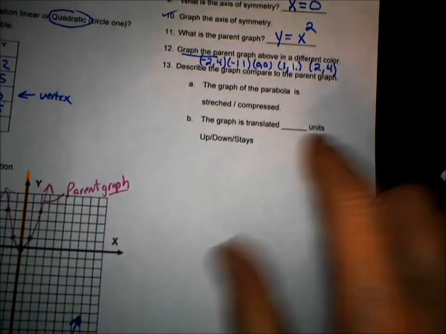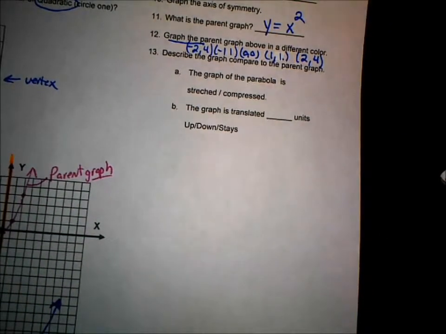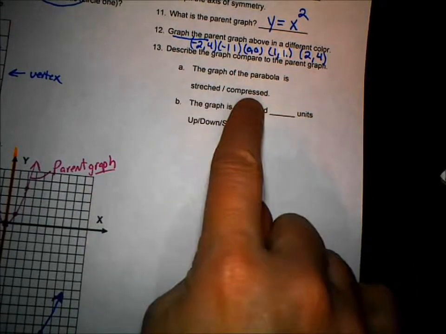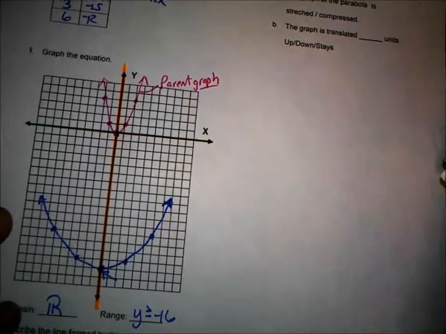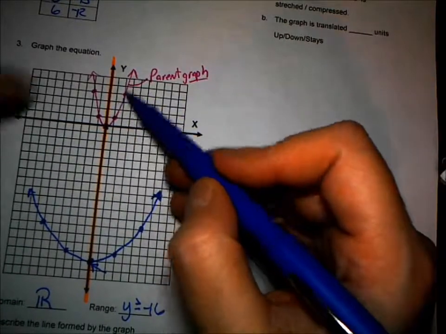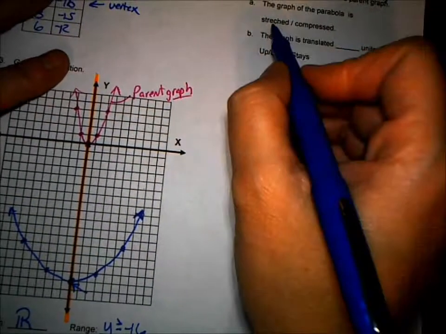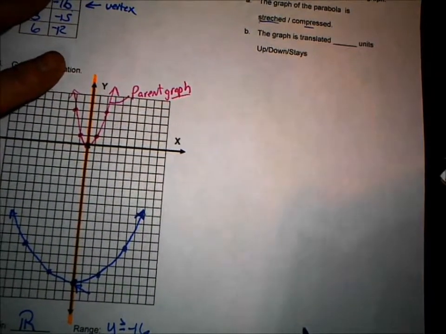Number 13, very important question. So describe the graph compared to this parent graph. Alright, the graph of the parabola, is it stretched or compressed? If I'm comparing the parent graph to the next one, you've got to interpret these two words, stretched or compressed.